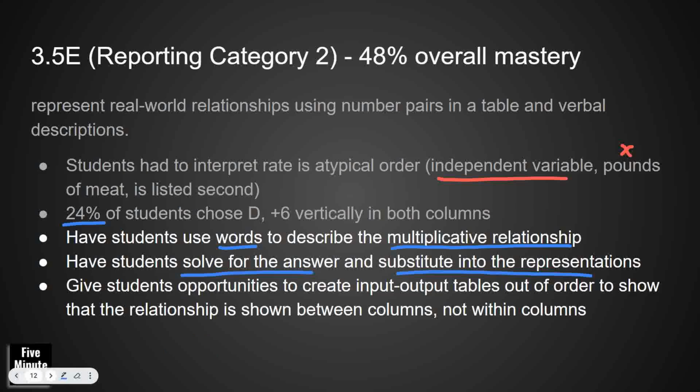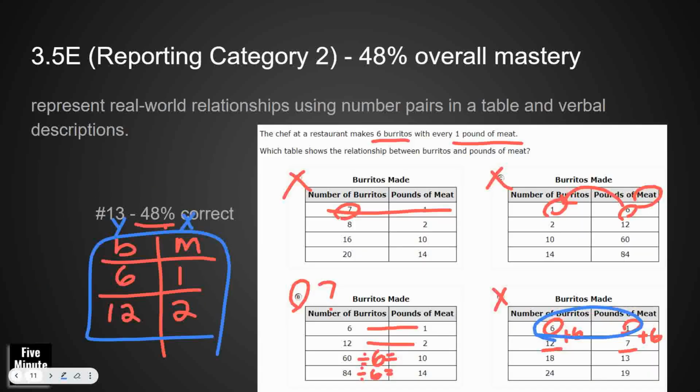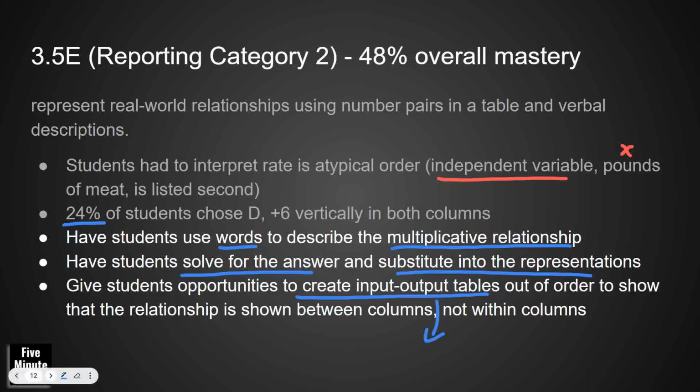And then if they create input-output tables, that's when you're going to get the real-world opportunities for them to order these relationships between columns, not within the columns. Because that's what tripped up the problem right here, is they knew it was 6, and so they just saw, oh yeah, I'm just adding 6, adding 6. But if they're creating their own input-output tables, they might put things out of order, right?